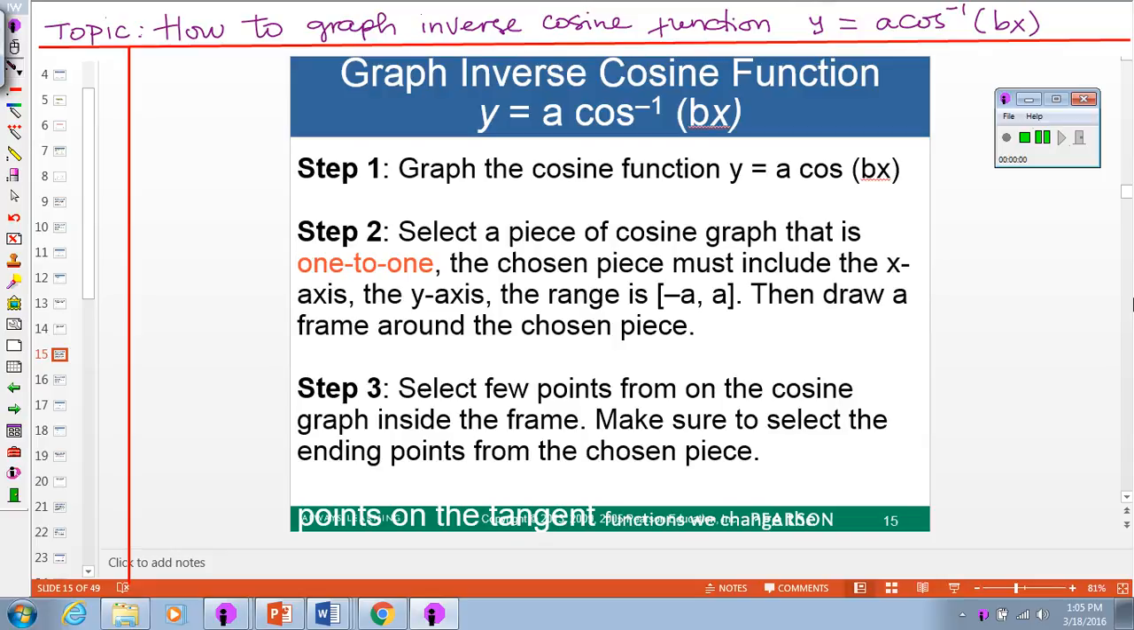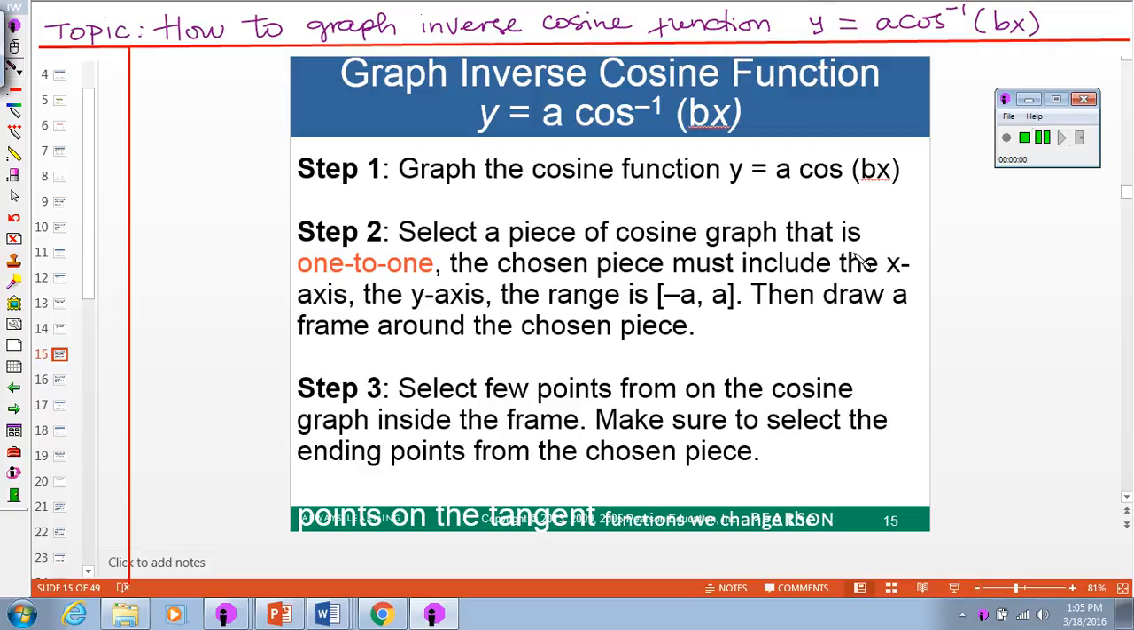Hello, my pre-calculus student. In this video, we are going to graph inverse cosine functions of the form y equals a inverse cosine of bx. Again, there are 5 steps. It's very similar to the steps we used to graph inverse sine functions. So the first step, we are going to ignore the inverse notation. We just graph the normal cosine function y equals a cosine bx.